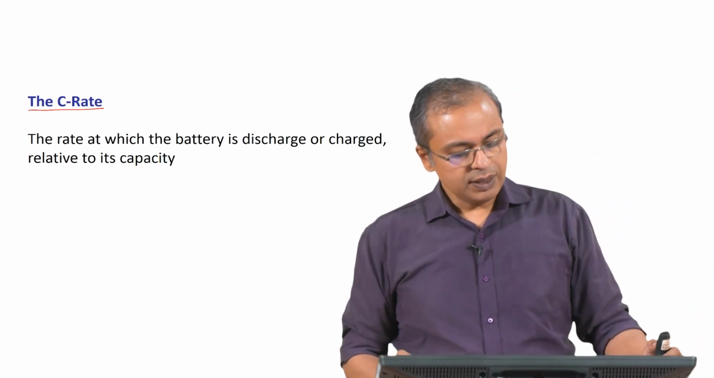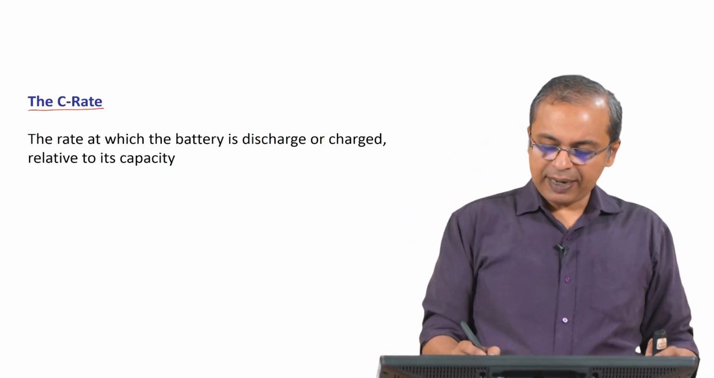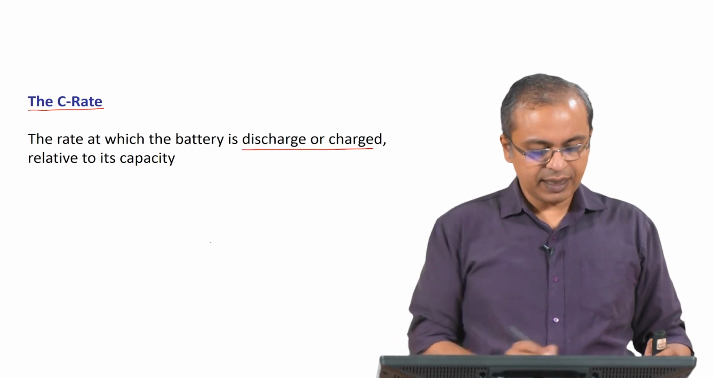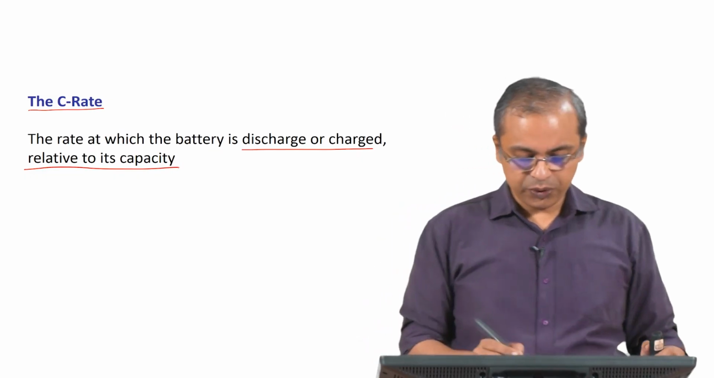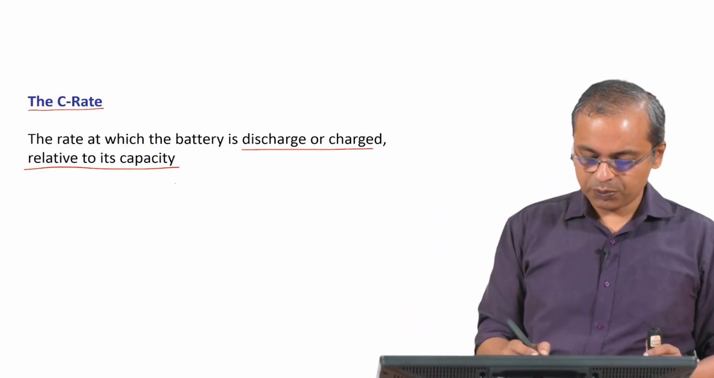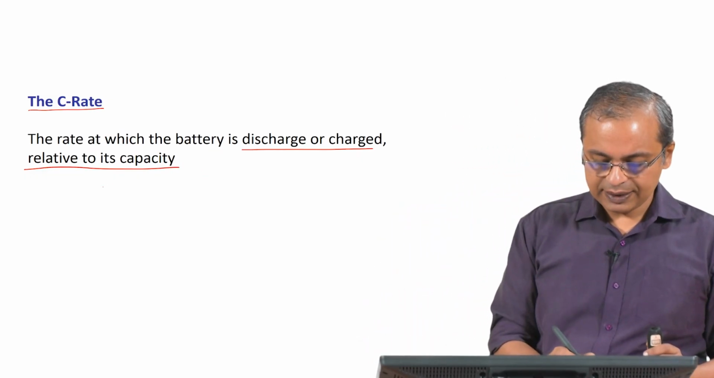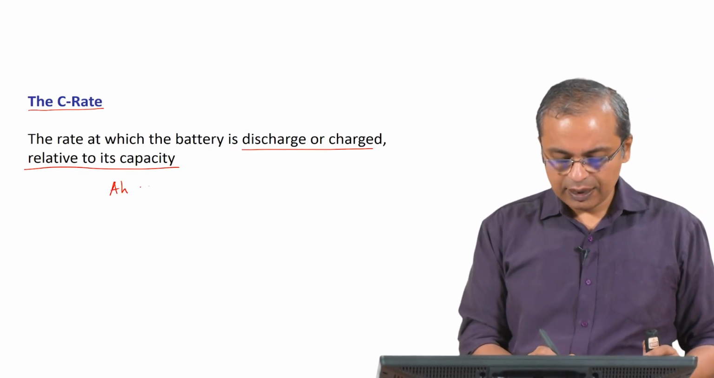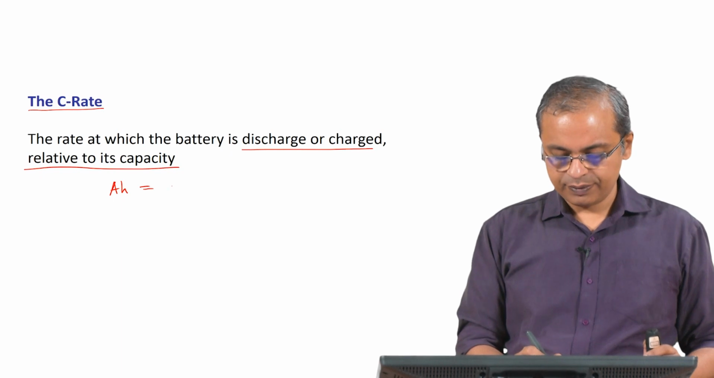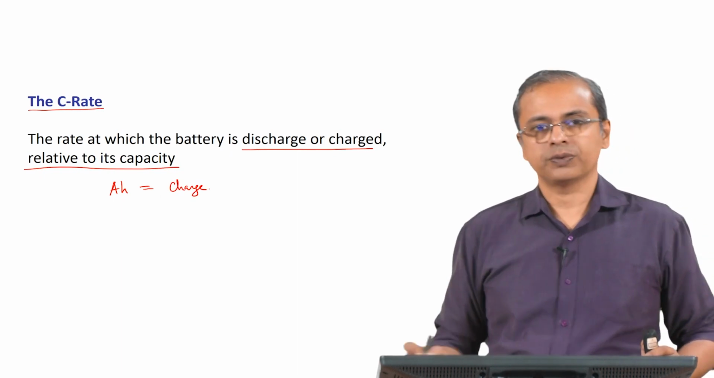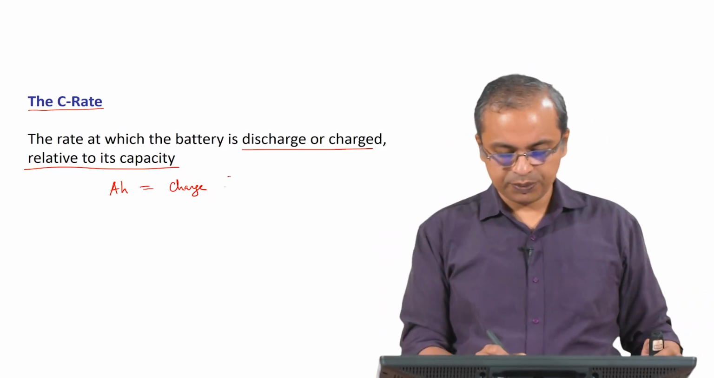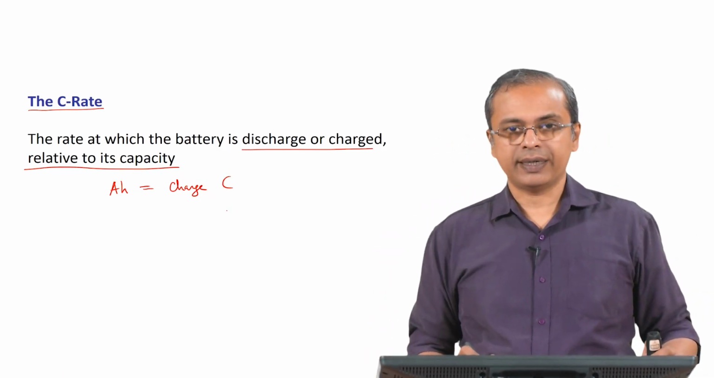This is the rate at which the battery is discharged or charged relative to its capacity. So what is capacity? In the last class we spoke about ampere hours, the capacity being measured in ampere hours. So it is actually in coulombs. It is basically charge in coulombs, so coulombs is what we are looking at, right.